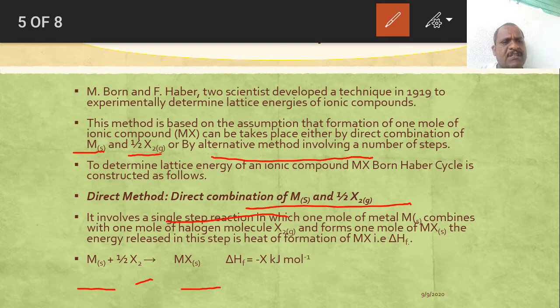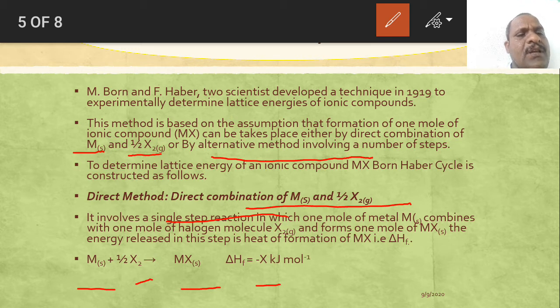The amount of energy released here, indicated by a negative sign, is in the form of heat of formation, delta Hf. So whatever energy is released during the combination of metal and halogen, you get a direct product, that is MX. But this is a one-step reaction where we can get the metal halides by combination of metal and halogen.